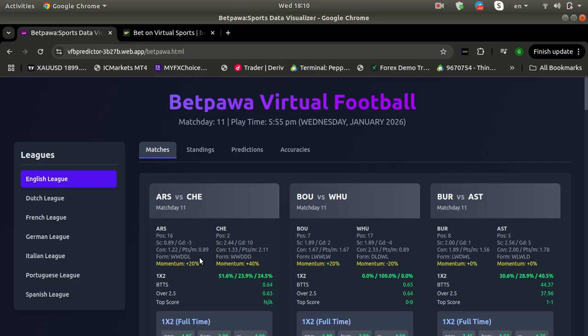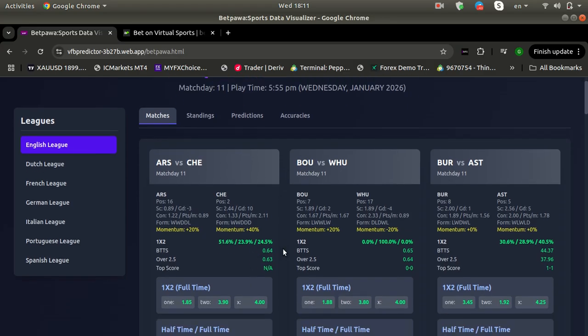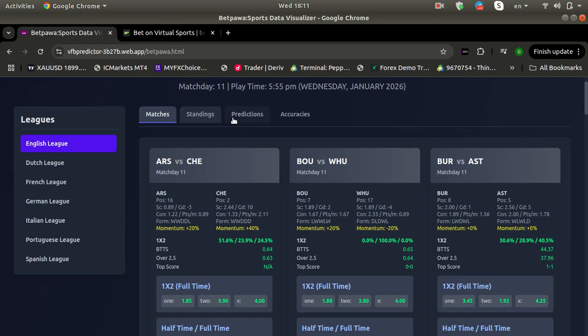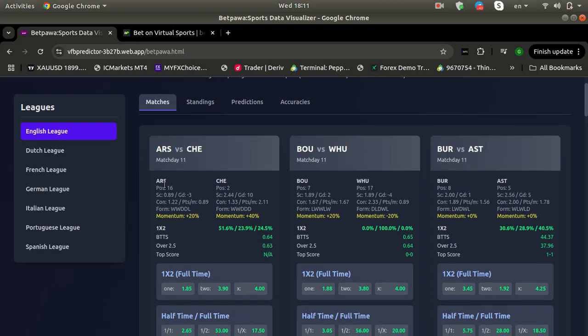You can also check this information on the Betpawa website, but it's not neatly done, as you can see here. In this website you will find the information very easy to view and perform quick analysis on the matches. So let's look at the matches. You can see the match day it's bringing, and you can also check other things like the predictions here. Let's look at the analysis aspect of this tool.